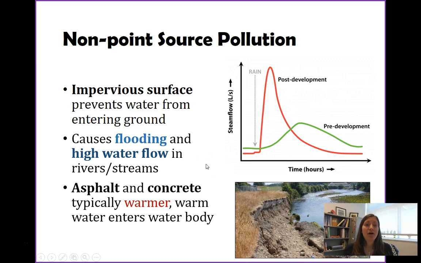Another problem with all of our impervious surface is it's warm. The road is warmer than the air. The buildings are warmer than the air. Everything, for the most part, is warmer than the air. So when that rain falls and it hits that pavement, that water is going to warm up. And then that water goes into a pipe, that goes into a pipe, that goes into a pipe, that goes into a river. And that warm water hits the river.